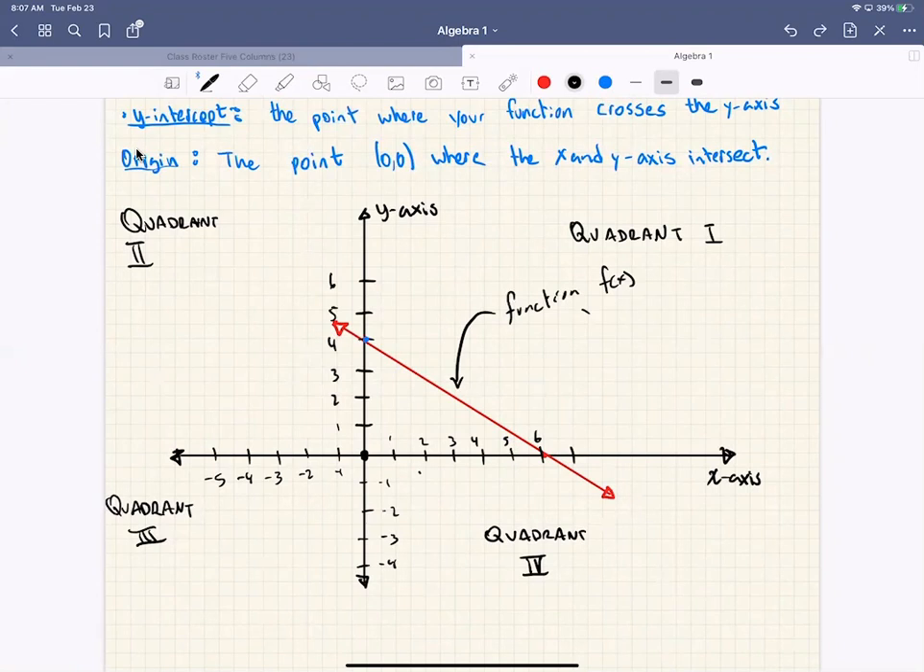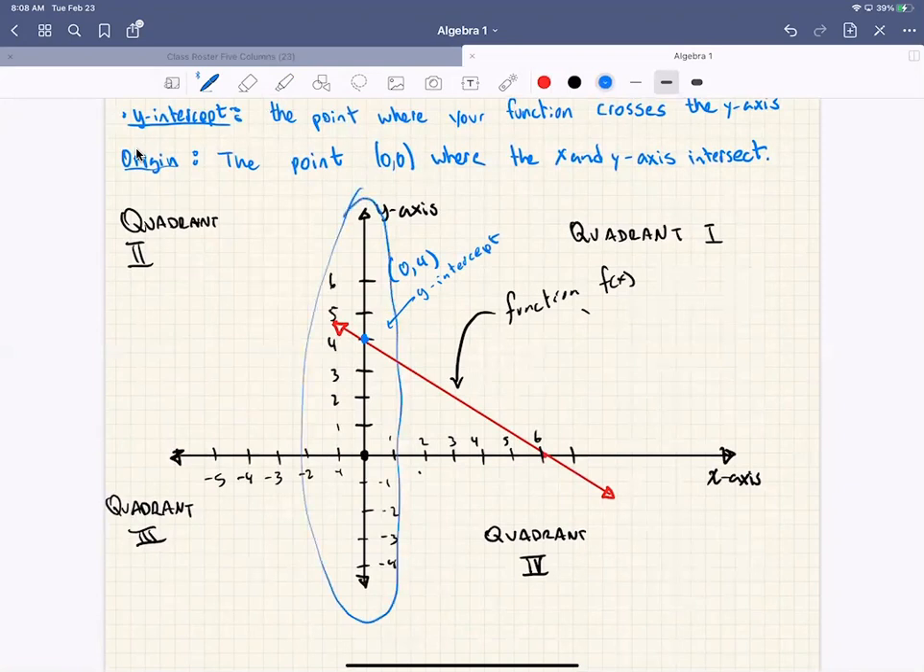Right here, you'll notice there's this point here, 0, 4. Well, this 0, 4, that's called our y-intercept. Why is it called our y-intercept? Because like we said before, it is the point where your function crosses the y-axis. So this vertical line is the y-axis, and that's where we cross the graph. That is our y-intercept.